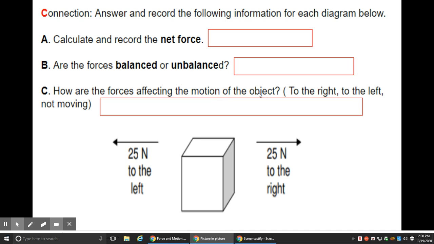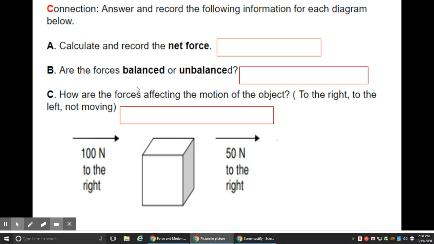And how are the forces affecting the motion of the object? The object is not going to move because the forces are balanced.